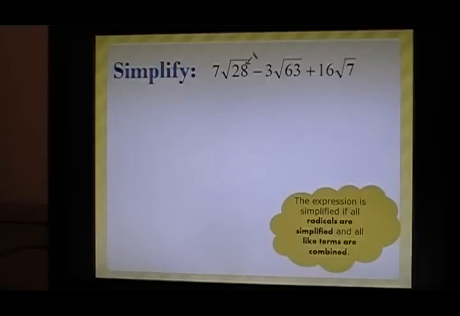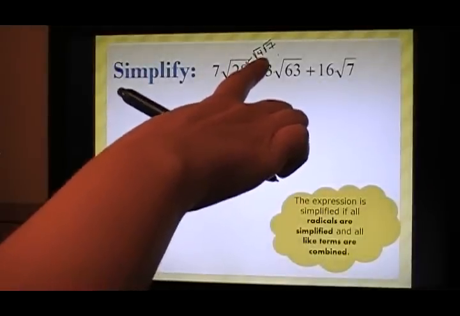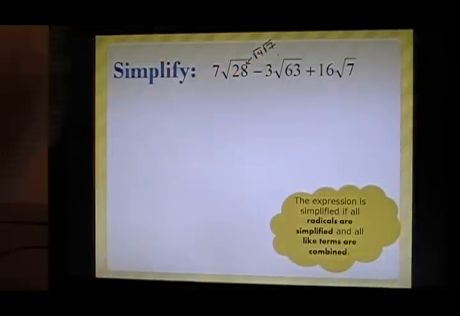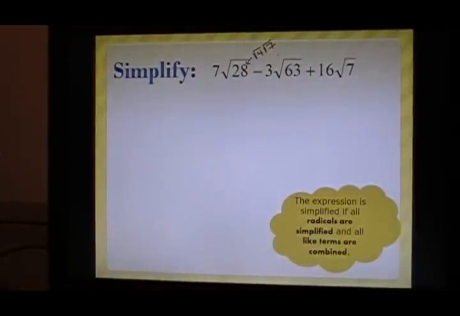So the square root of 28 I would write as the square root of 4 times the square root of 7, because I'm always interested in factors of this number that are perfect squares. The square root of 4, the number that I can multiply twice to get 4, is 2. So the square root of 28 is 2 root 7.